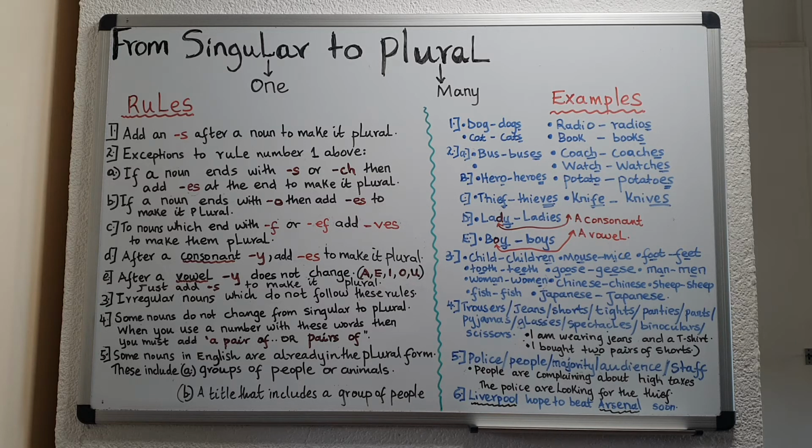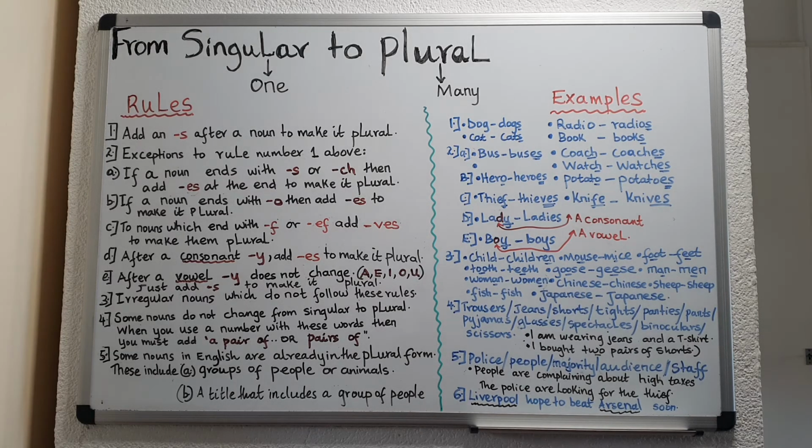Hero, heroes. And then we have the word potato. That word potato ends with O. To make it plural, we add ES and it becomes potatoes. So, potato, potatoes.